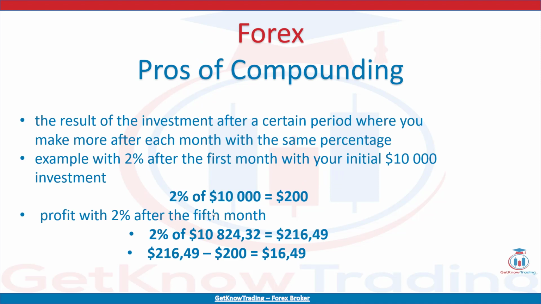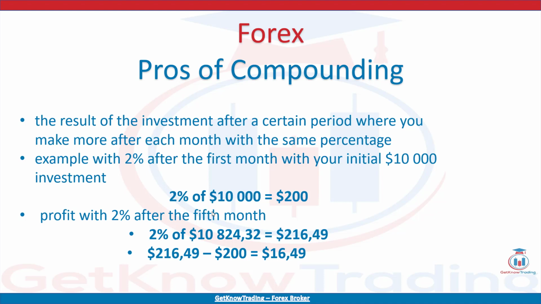What are the pros of compounding in Forex? The main advantage of Forex compounding is the result of the investment after a certain period, where you make more after each month with the same percentage. In the example from the graph, you can see that each month with the same percentage of profit, you end up making more. For example, let's take the profit you make with 2% after the first month with your initial $10,000 investment. 2% of $10,000 is equal to $200.